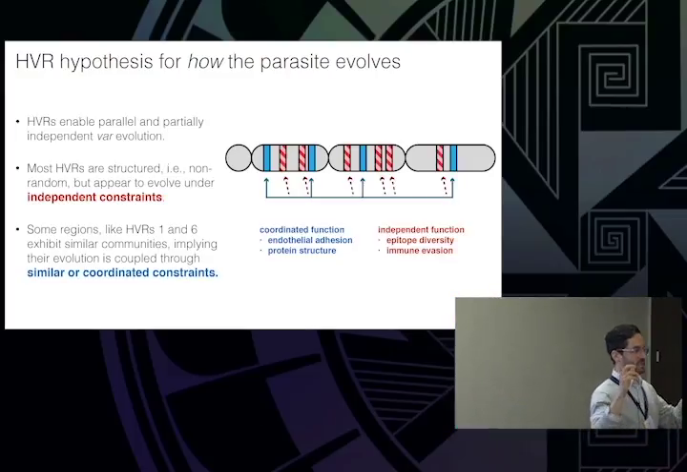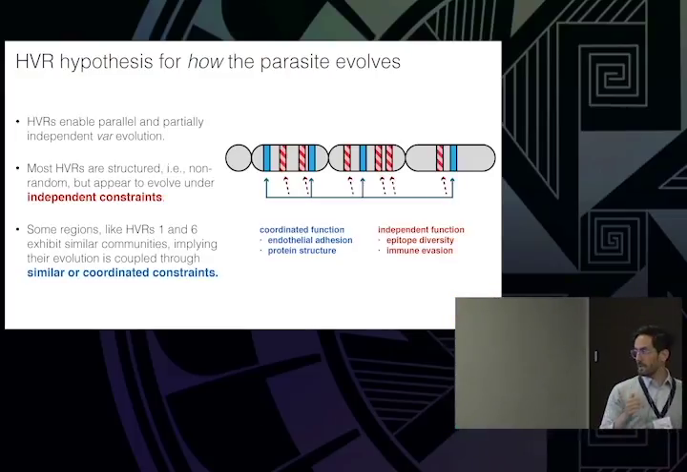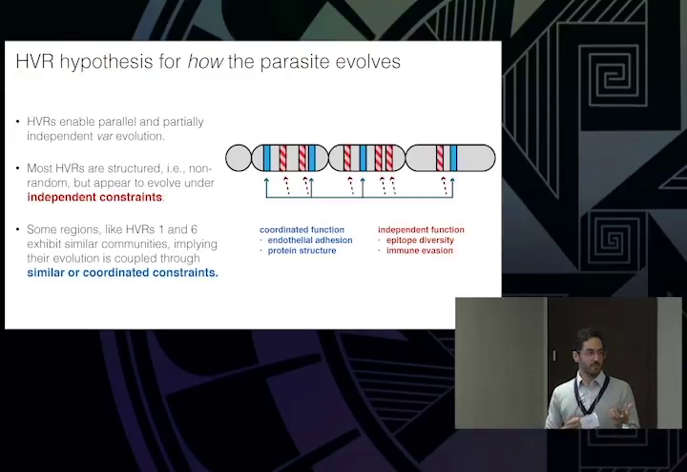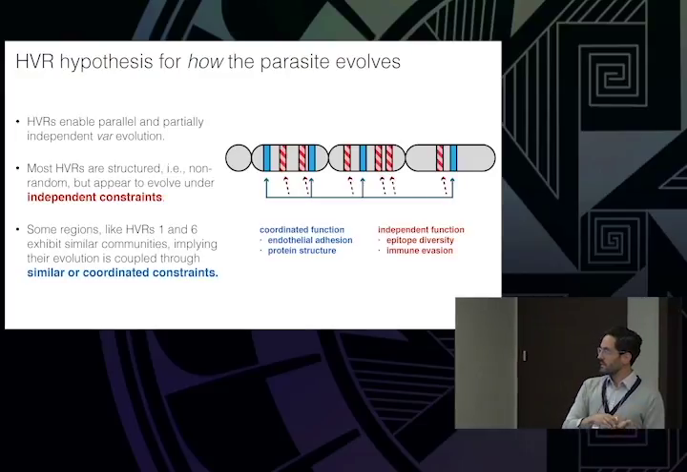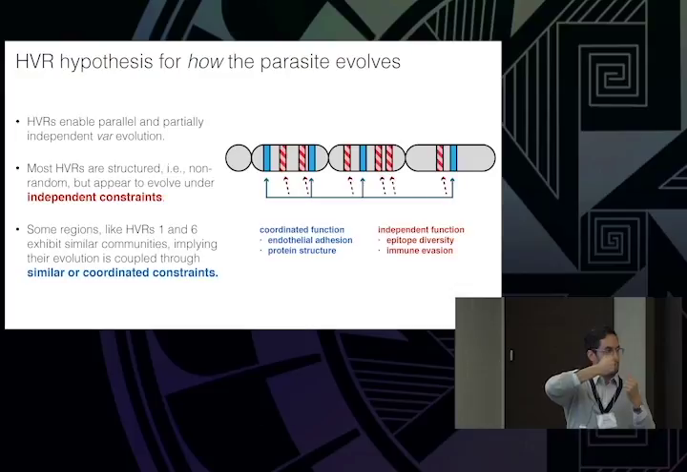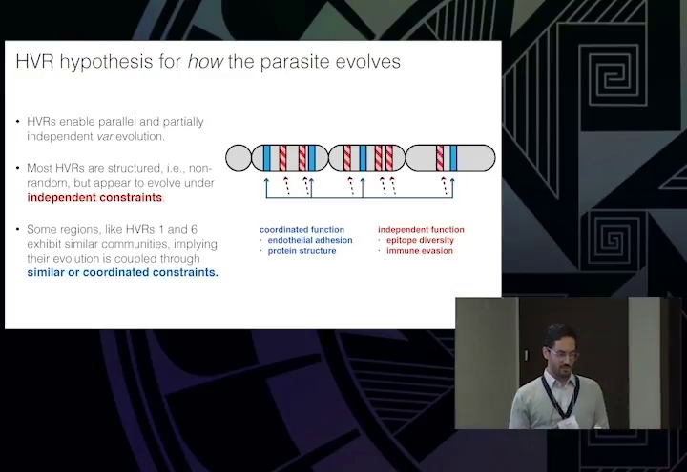But other regions, like 1 and 6, are moving together and they're coupled to each other. This means that there are similar or coordinated constraints that are required of these different regions. And so some reasons that you might want that in your protein if you're the parasite are endothelial adhesion, you want to be able to actually stick. Or you want to create some particular protein structure. And if you move one part without moving the other part, then suddenly the protein falls apart. It's useless to the parasite, and so on.